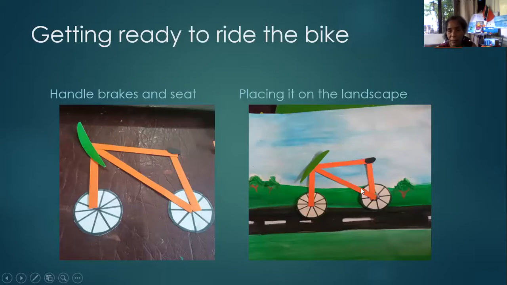Now don't stick it yet, because this is something you could play with. But safe practices in order. How about having some imaginary games with your bicycle, right? So there you go, you have your bicycle.